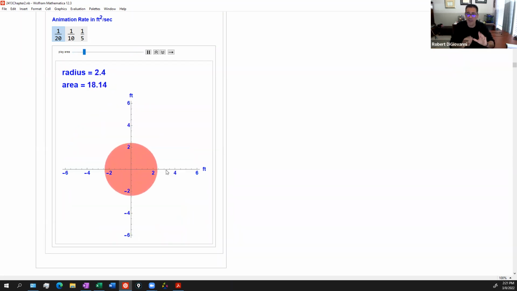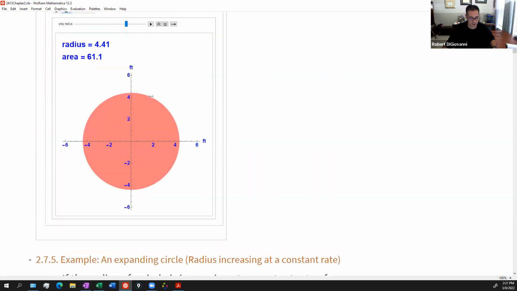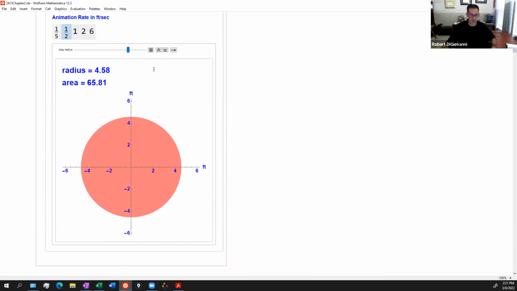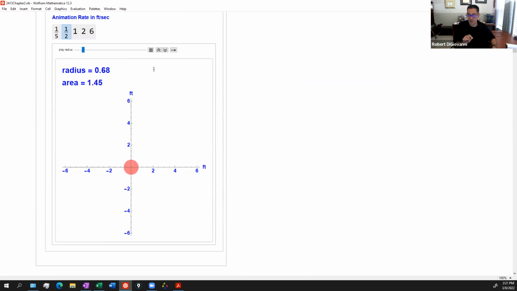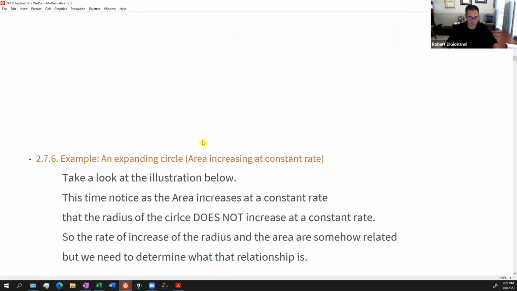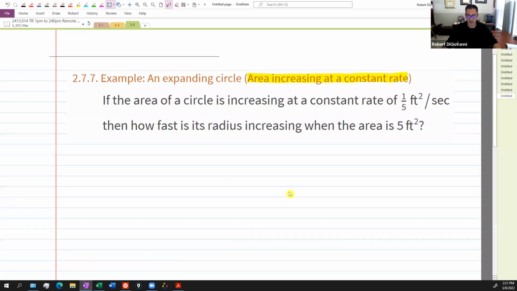That is different than the previous problem, right? The previous problem, our picture was this, right? And the radius here never slowed down, never sped up. It was always the same pace the whole time. Two completely different problems. So let's see if we can do it.